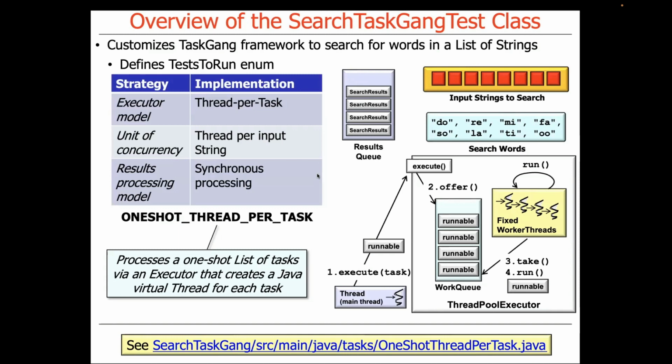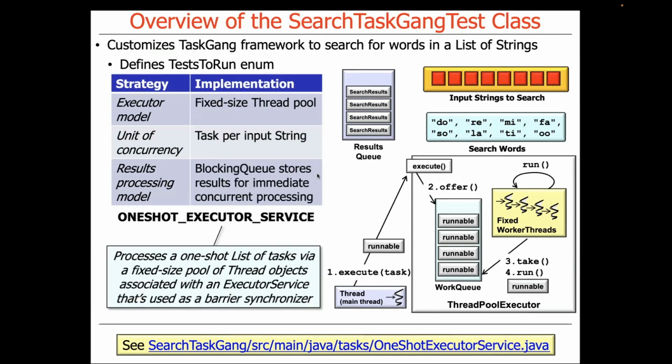The one-shot thread per task is going to process a one-shot list of tasks via an executor that creates a Java virtual thread for each task. So the executor model is a thread per task model. Actually, it's a virtual thread per task. The unit of concurrency is a virtual thread for each of the input strings. So they're each processed separately by different virtual threads, which then get multiplexed over top of different underlying platform threads. And the results processing model is synchronous. We have the main thread wait for all the other threads to finish. So that's the first thing we're going to look at.